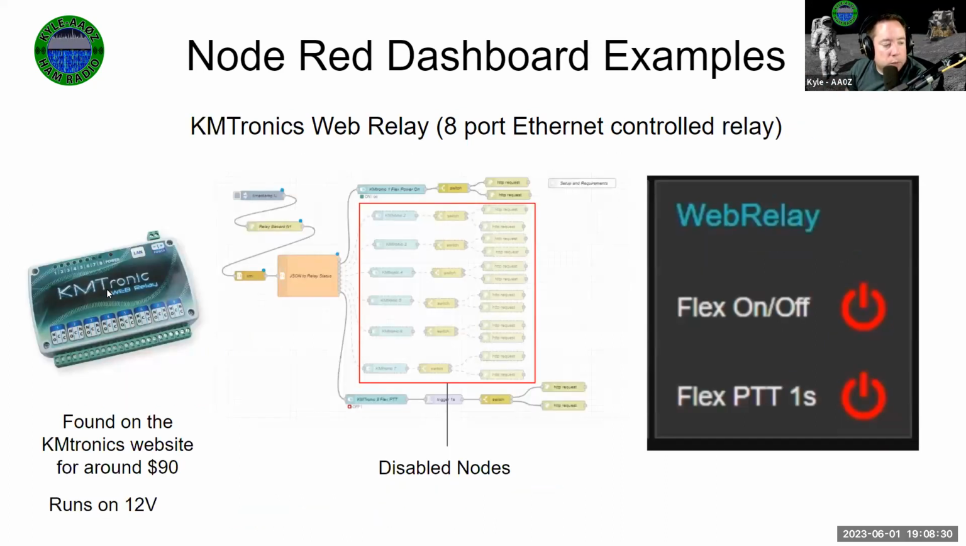Here's this KMtronics web relay that I talked about that's got Ethernet in, and it's got 12 volts in, and it's got 8 normally open, normally closed relays here. This is the flow. In this flow, I have a bunch of ports disabled. You can see that they're disabled here by their being grayed out, but I'm using relay number 1, which is here on the top, or relay number 8, which is on the bottom here. And this is how I turn my Flex on and off through these relays.